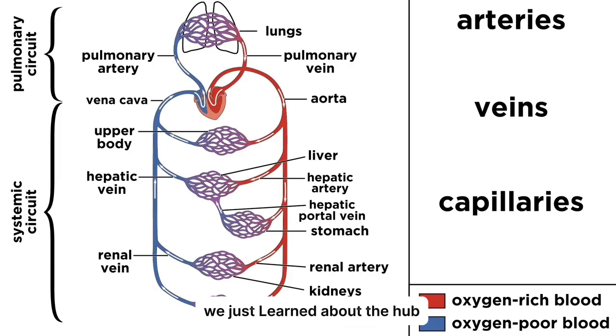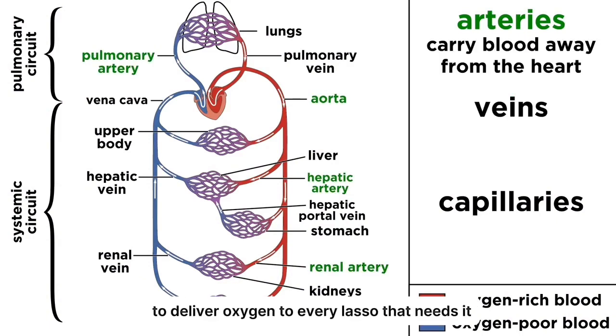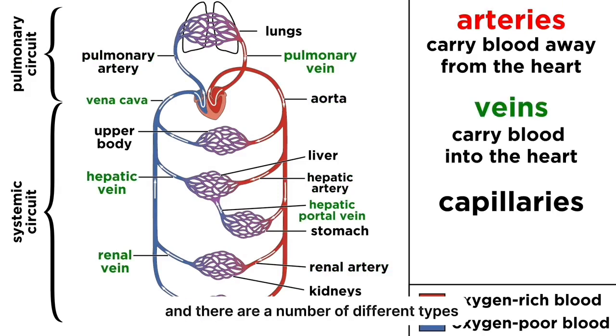We just learned about the heart, which is the incredible organ that pumps blood all over your body to deliver oxygen to every last cell that needs it. But what does the blood move through in order to get around? Blood travels through blood vessels, and there are a number of different types. So let's take a look at this now.